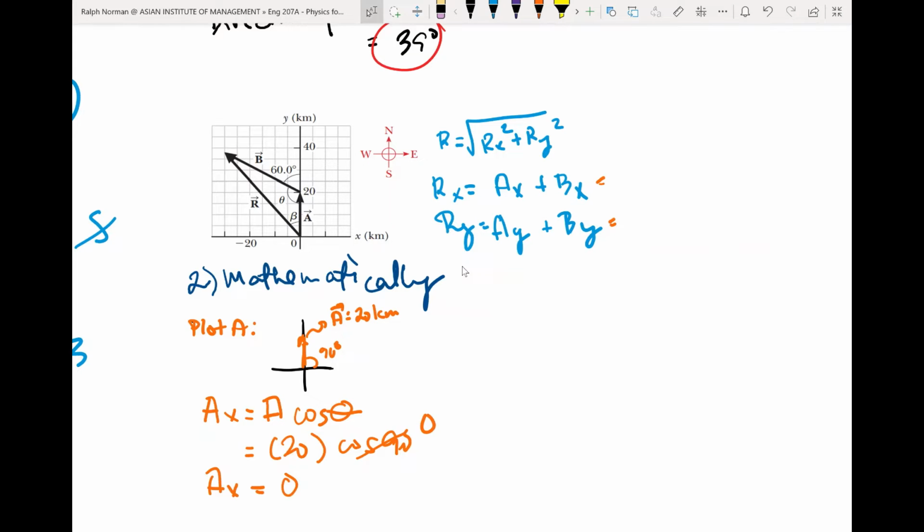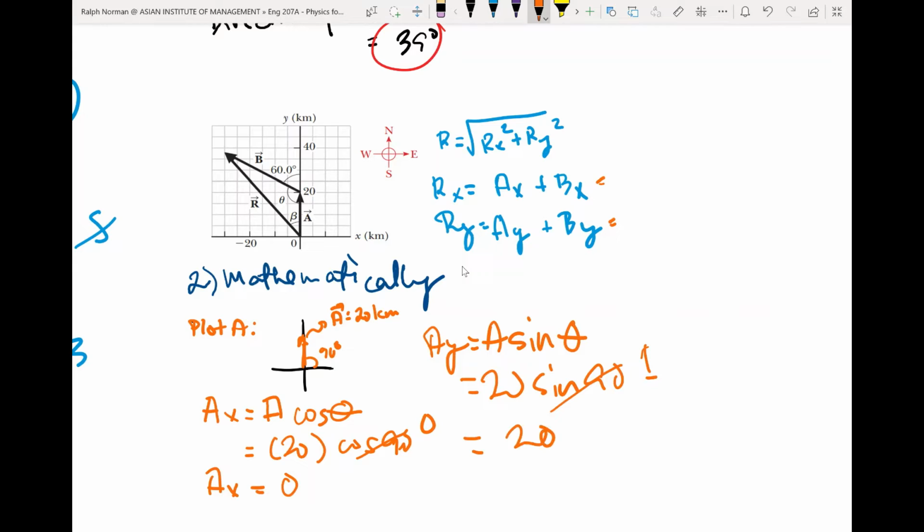Next is Ay. Ay is simply the y component, A sine theta. That's 20 sine of 90. And we all know sine of 90 is what? 1. That's 20 kilometers. Take note, it's positive. Why? It lies on the y-axis. So either the y-axis above, first quadrant and second quadrant, it's still positive. That's good. Next.